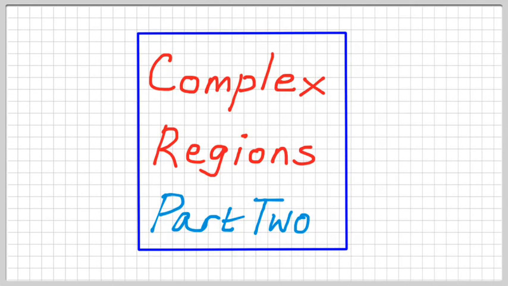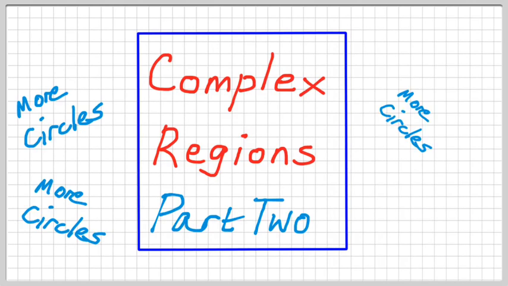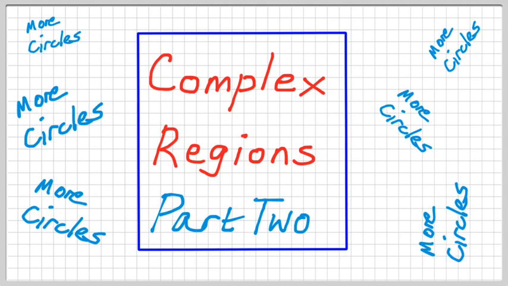Well, hi there. We're going to have another look now at complex regions or loci, part 2. And we've got some more circles for you. Circles, circles, circles, everywhere circles. Because circles are a big part of this, and there are other ways of expressing circles than what we've so far been used to. So fasten your seatbelts, get a nice cup of tea, and we'll blast off into the land of the circle.